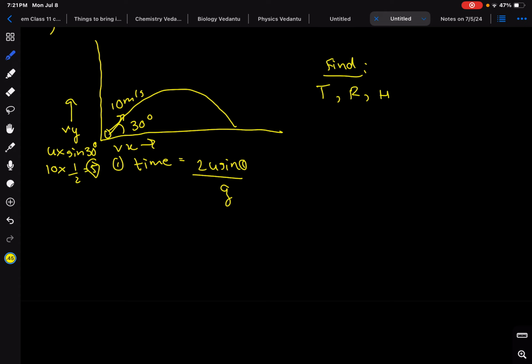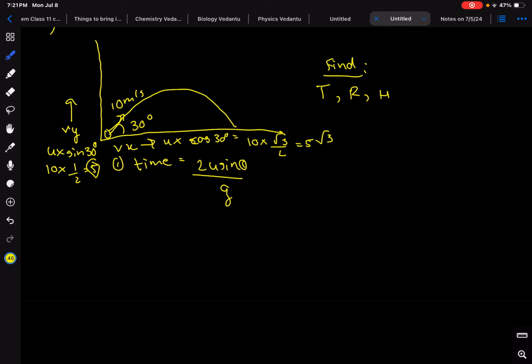And in the horizontal direction, in the x direction, it is equal to u times cos 30 degrees, which is equal to 10 times root 3 upon 2, which is equal to 5 root 3.